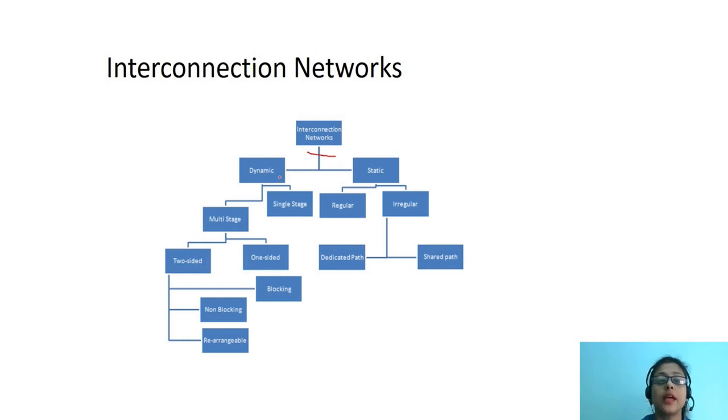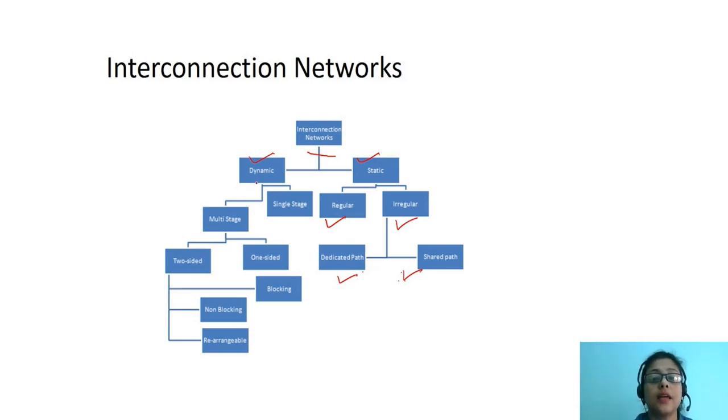Interconnection networks can be broadly categorized into two parts. One is called the dynamic network and the other one is called the static network. The static network can be a regular type of network or it can be an irregular type of network. Under the category of irregular network, we can have a network which has a dedicated path or a network which has a shared path.